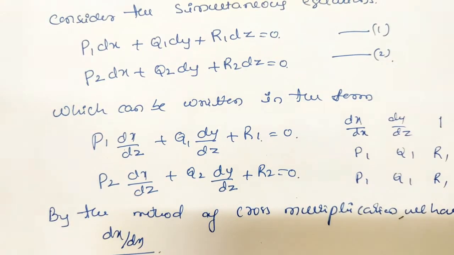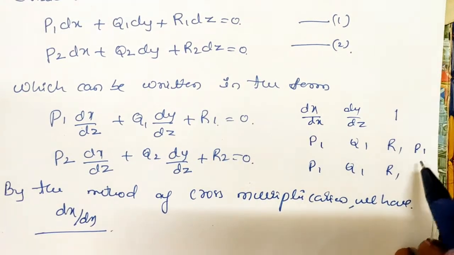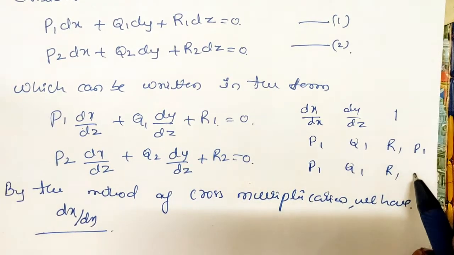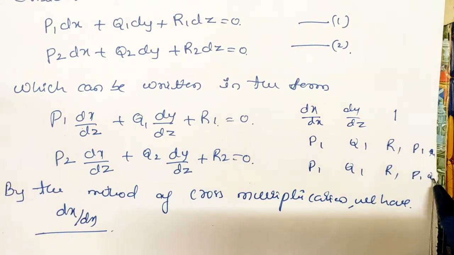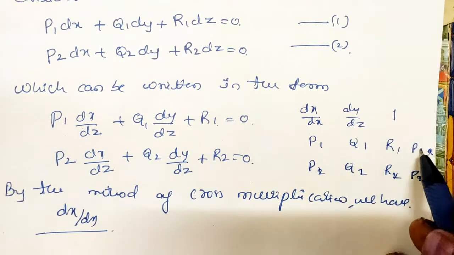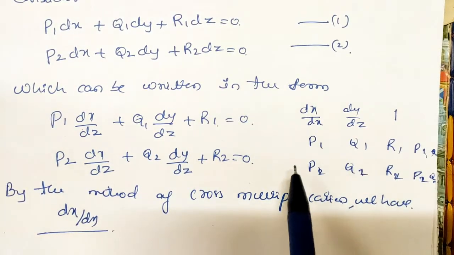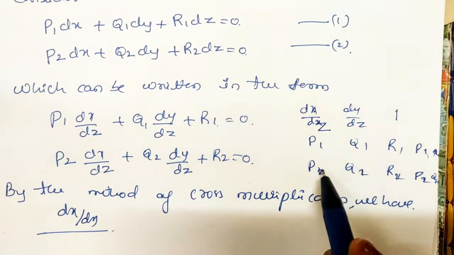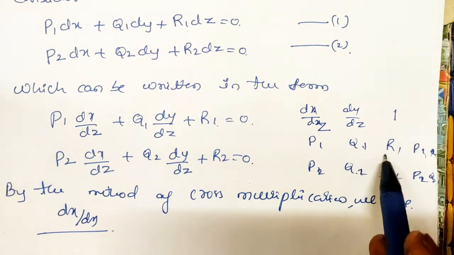Then you have to repeat these two here, p1 and q1, and p2 and q2, like this. You know the method of cross multiplication: dx by dz divided by... you leave this column and row, then cross multiply like this, q1 r2 minus q2 r1.